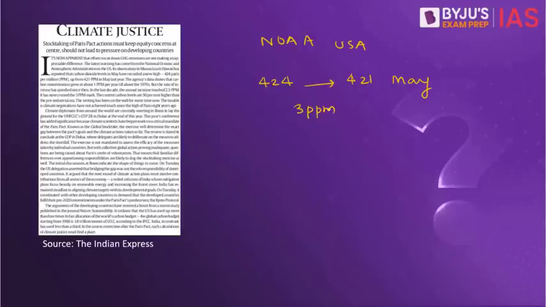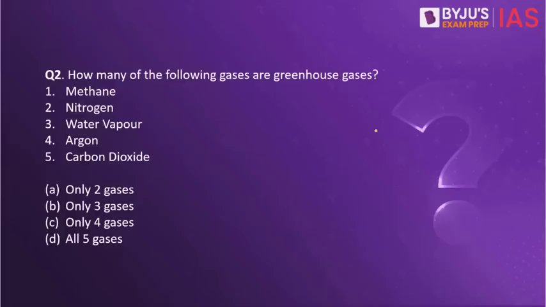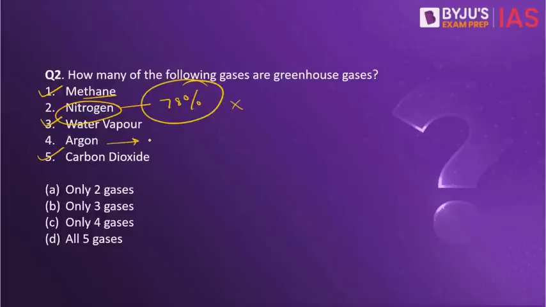Now greenhouse gases are responsible for global warming. Carbon dioxide is one of the most important ones because of the amount of carbon dioxide that we have in our atmosphere. Apart from that, some examples of greenhouse gases include methane, chlorofluorocarbons, sulfur dioxide, ozone, and so on. So if we go back to the question, methane is a greenhouse gas, water vapor is, and carbon dioxide is. However, nitrogen, which makes up 78% of our atmosphere, is not a greenhouse gas. So is argon. Argon is also not a greenhouse gas. So your correct answer over here is B.